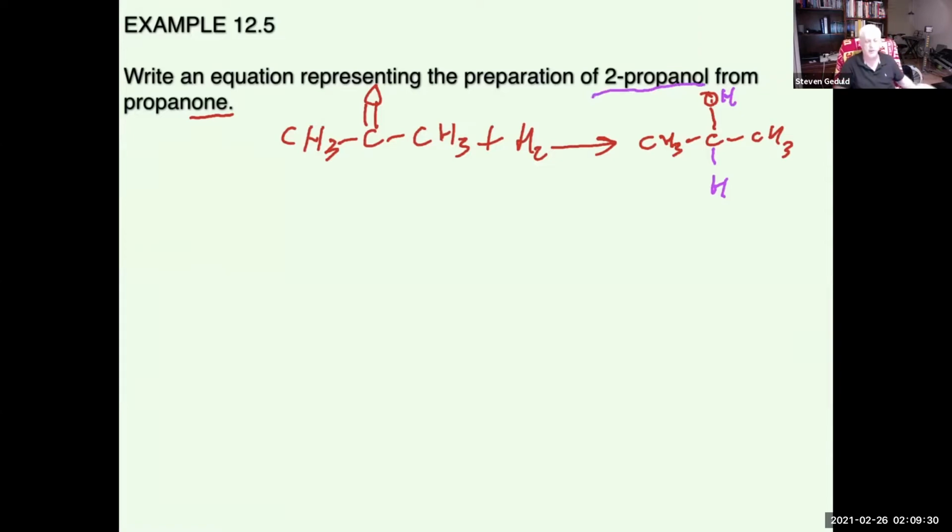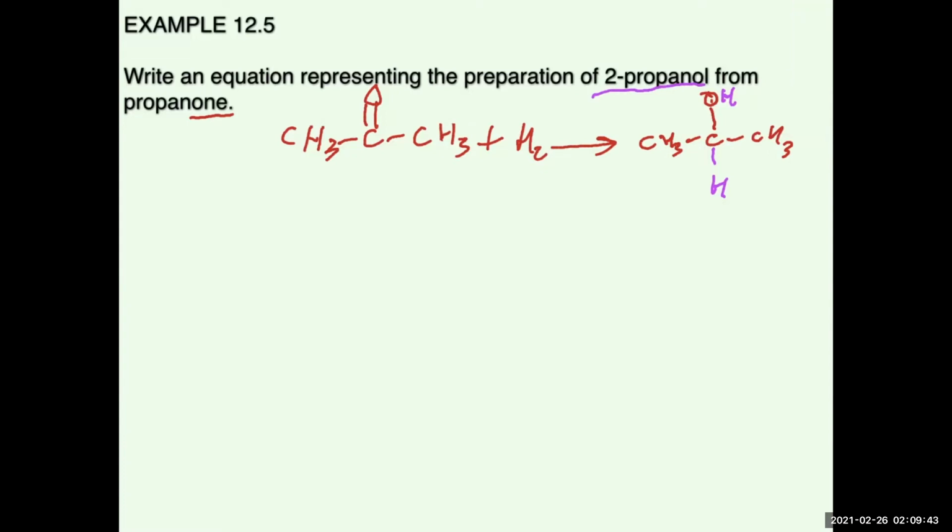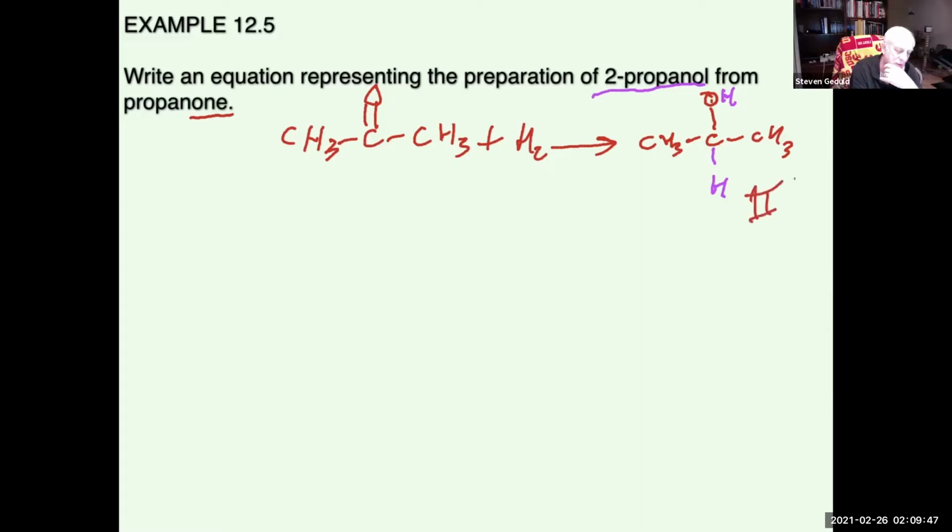2-propanol. Is that a primary, secondary, or tertiary alcohol? What type of alcohol is that? It's a secondary. Secondary, perfect. That's a secondary alcohol because there are 2 carbons attached to the carbon with the OH group. Like I said, ketones are going to produce a secondary alcohol. Aldehydes are going to produce a primary alcohol.